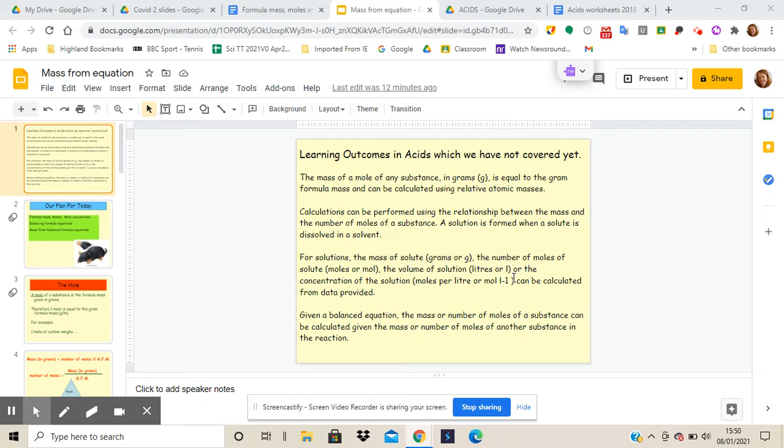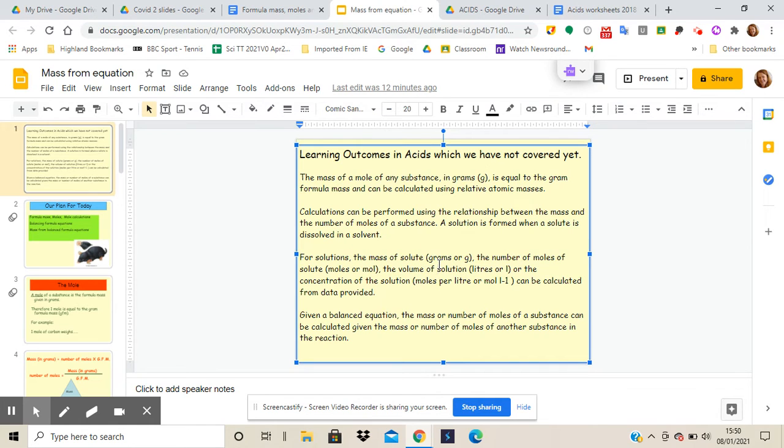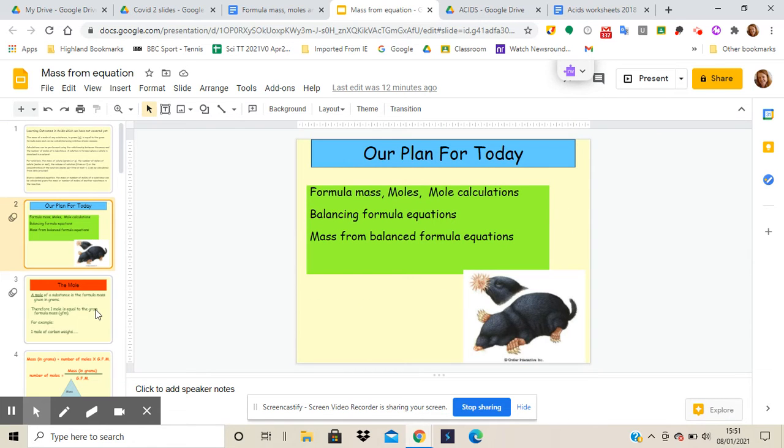So we're going to do something new and a little bit of revision this week and the following few weeks. We're going to start with mass from equations. Now this covers a bit of revision already, like how to do the calculations around moles. So I'd advise you to listen to this first and then go over these slides one by one.